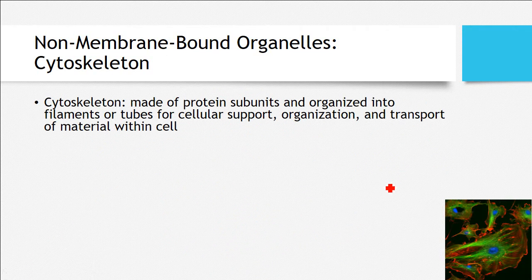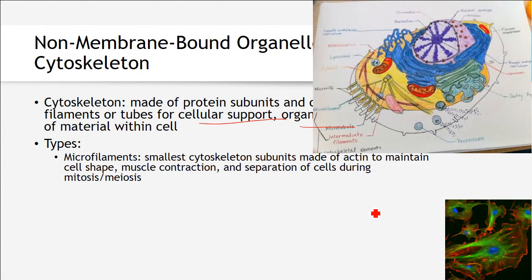The cytoskeleton is made of protein subunits that help make the framework of the cell itself. It helps support the cell, organize the cell, and transport certain materials inside the cell. There are different types of cytoskeletal subunits. One is the microfilaments, the smallest of the cytoskeletal subunits. They are made of actin, a type of protein, and it helps maintain the cell shape. We'll talk more about this actin when we get into the muscle chapter, but it's for muscle contraction.